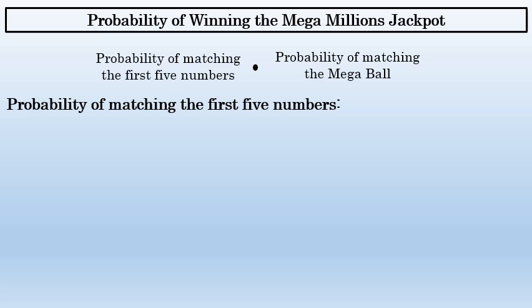So first, let's calculate the probability of matching the first 5 numbers drawn. All 5 must be matched. However, it's important to know that the order in which those first 5 numbers are drawn does not matter. For example, if your numbers are 1, 2, 3, 4, 5 on your ticket, and the numbers drawn are in the order of 5, 4, 3, 2, 1, you have still matched all 5 numbers. When calculating probability, a selection of items from a collection where order is not important is called a combination.